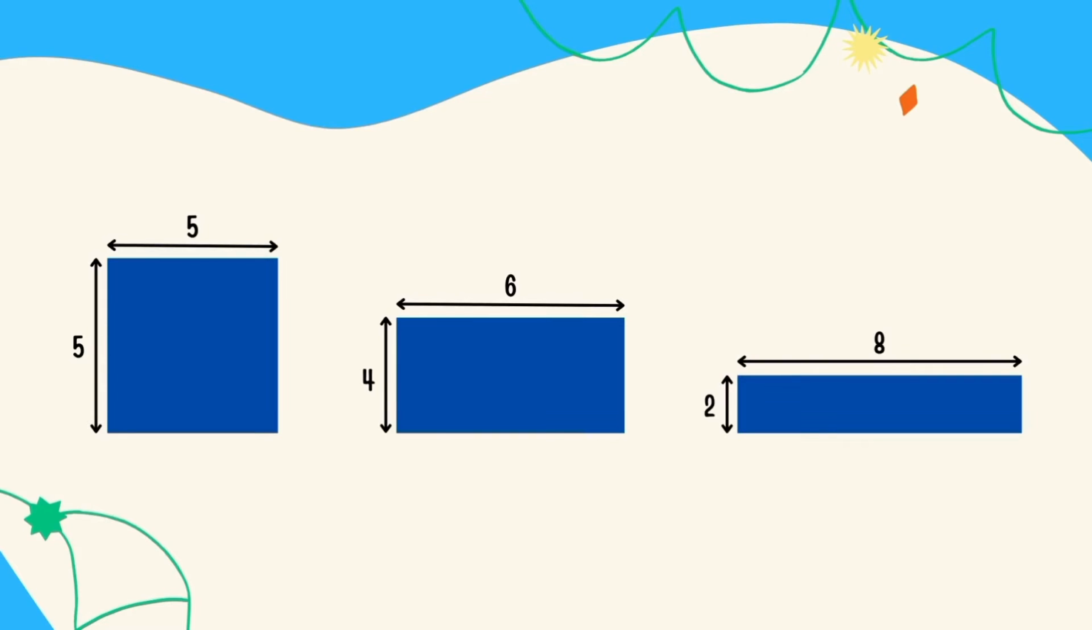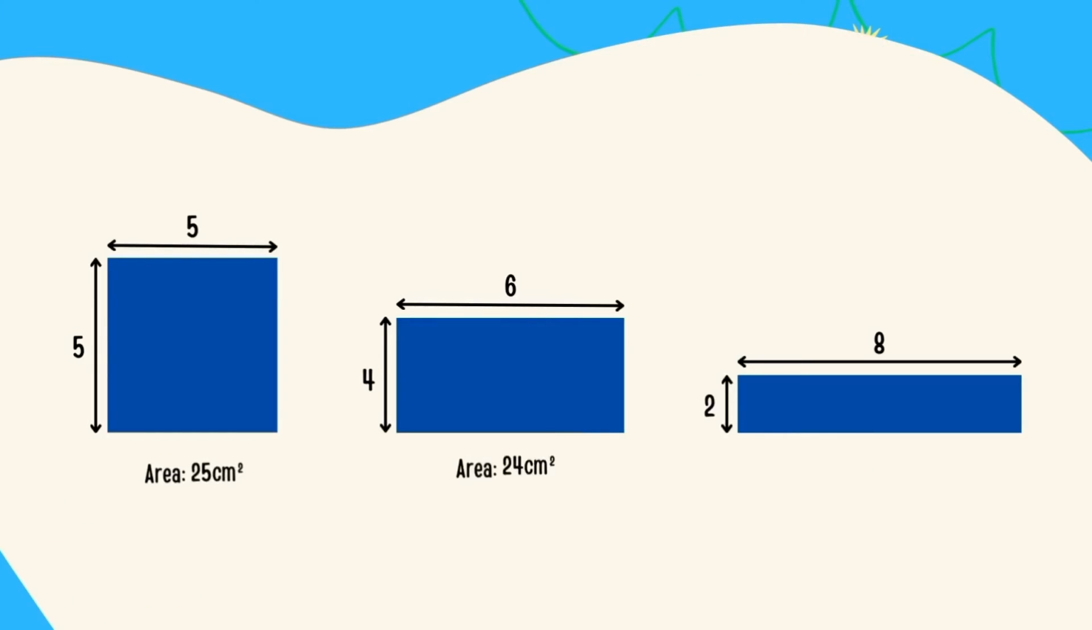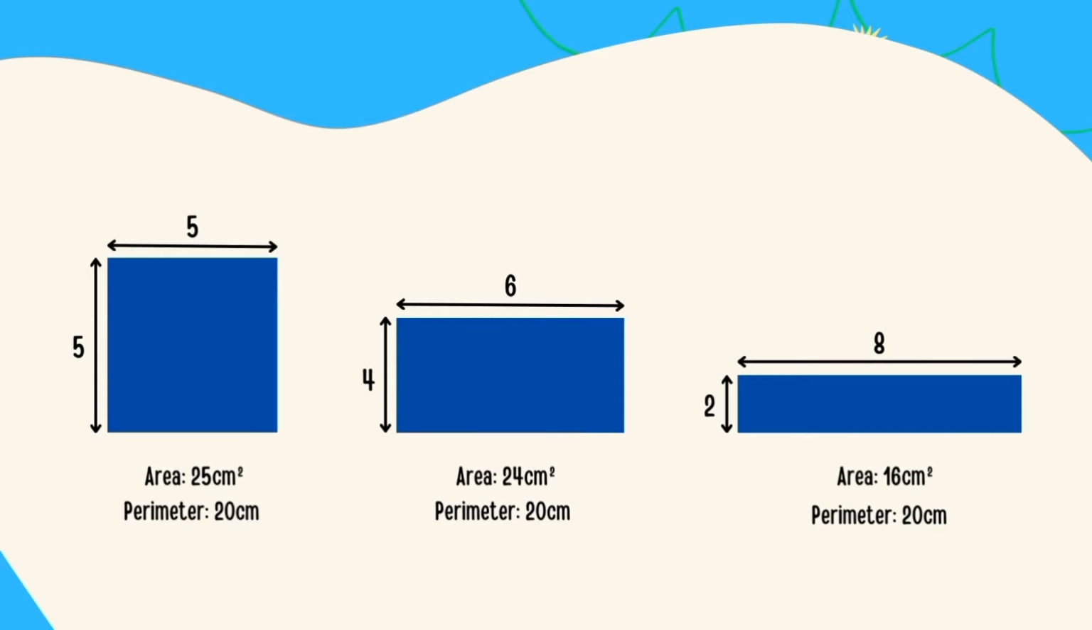However, if you calculate the total of area for each rectangle, the first rectangle will have 5 times 5 equal to 25 cm square. The second rectangle is 6 times 4 equal to 24 cm square. And the last rectangle is 8 times 2 equal to 16 cm square. Since the measurements of width and length of all these rectangles are different, the total of area is different too. Thus, even though these rectangles have the same total of perimeter, they will have a different total of area.